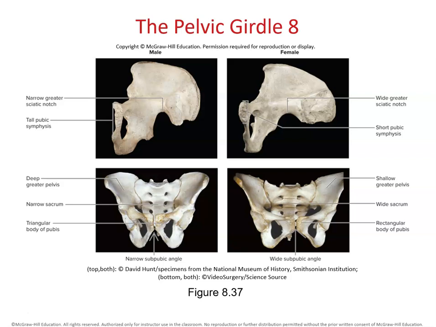Okay, so here is another picture, and we have the SI joint here where the sacrum and the ilium come together, and the acetabulum here on the sides where the femur articulates.